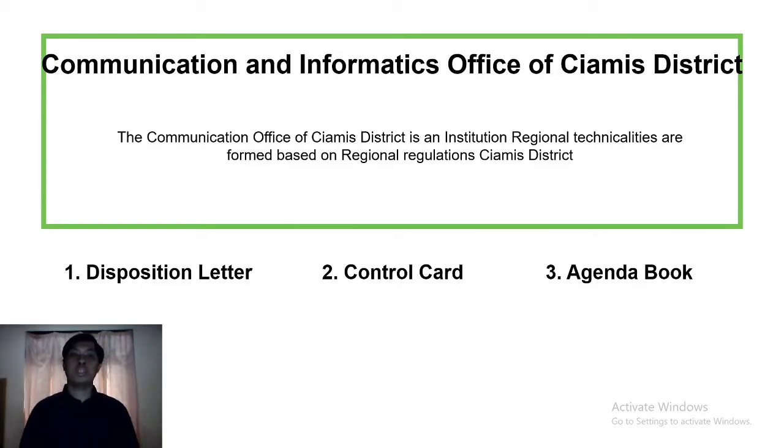Number one is disposition letter. A disposition letter is a response instruction after the letter is read by the leadership. Number two, control card. A control card is a sheet of paper containing the data of a letter. Number three is agenda book. An agenda book is a book for checking the letters in and the letters out.